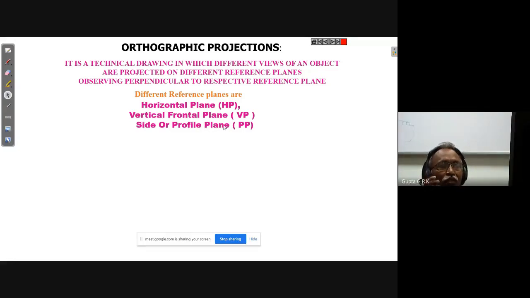When you want to see the front view, I look perpendicular to the vertical plane. There I get the front view. On the profile plane, I get the side view. So based on which view you are looking at, we can name those planes as vertical plane and profile plane.